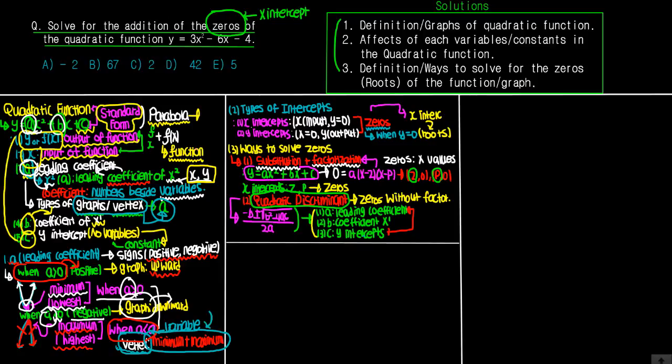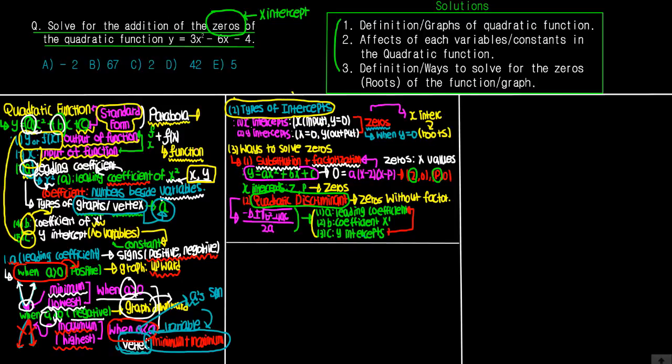And we know the minimum and maximum point will be dependent on A's sign. So we could say in conclusion that the vertex is defined by our leading coefficient A. And the second thing that we thought about is the types of the intercepts, from the last one, which was the C in our quadratic function.